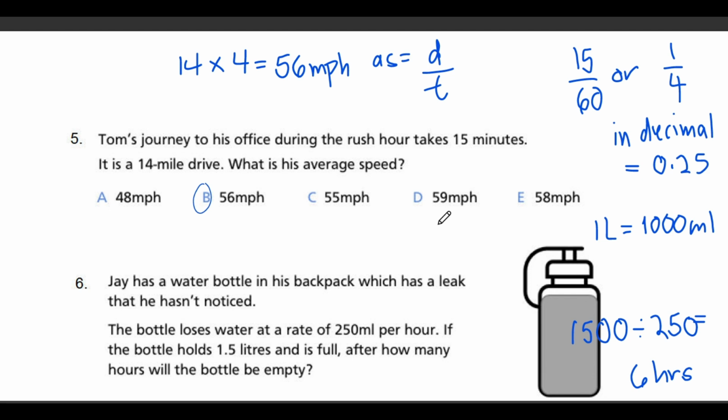Why the other options are wrong? The incorrect options come from making errors in converting time. If you were to incorrectly divide 14 by 15, or use the numbers in another incorrect calculation, you might arrive at one of the other choices.